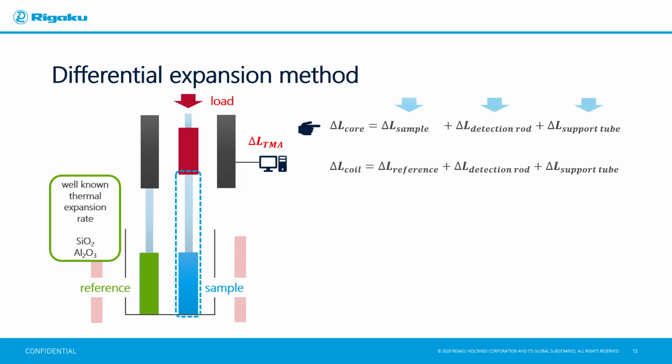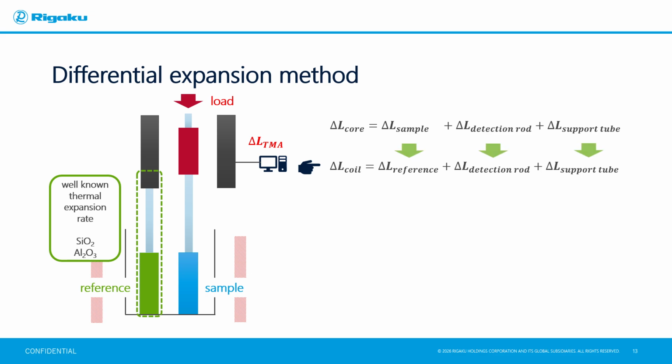The delta L core in the differential expansion method is the same as that of the conventional expansion method, expressed as the sum of the delta L sample, detection rod, and support tube. On the other hand, in this configuration as well, the expansion or shrinkage of the reference, detection rod, and support tube also occur on the coil side, so the displacement of the delta L coil is expressed as the sum of displacement of the delta L reference, detection rod, and support tube.